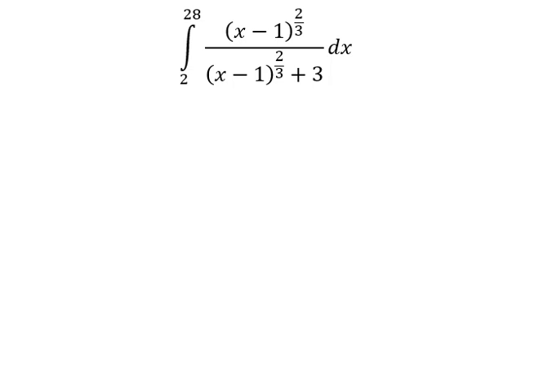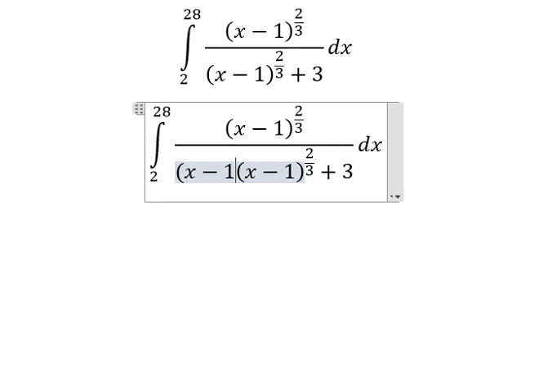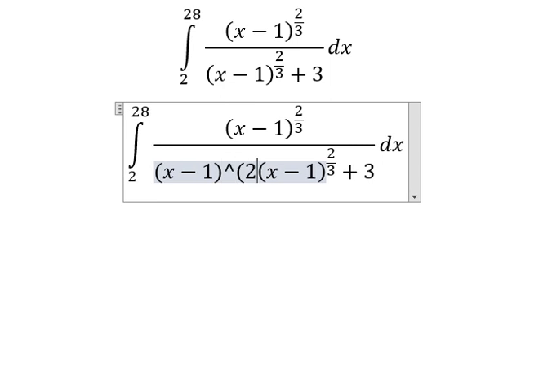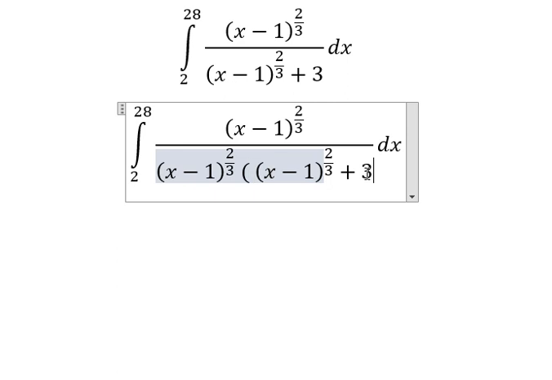Today I want to talk about calculus, the topic about integration. Now I want to show you how to answer. We need to multiply by x minus 1 to the power of 2 over 3 on the numerator and denominator.